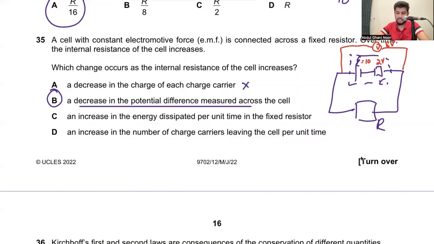D says an increase in the number of charge carriers leaving the cell per unit time. I'll explain this again. Charge carriers per unit time is obviously linked to current. It's not exactly current, but it's linked to current. जितने ज्यादा charge carriers per unit time होगा उतना ज्यादा charge per unit time होगा. सही. लेकिन हमें पता है जब रेजिस्टेंस बढ़ जाएगी तो टोटल रेजिस्टेंस बढ़ने से करंट क्या हो जाएगा, कम हो जाएगा. So this is incorrect.